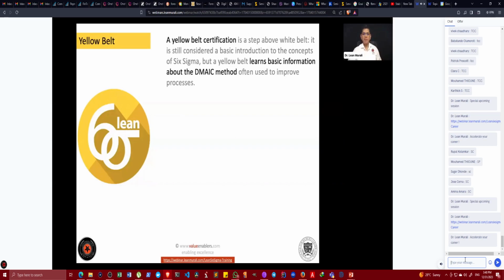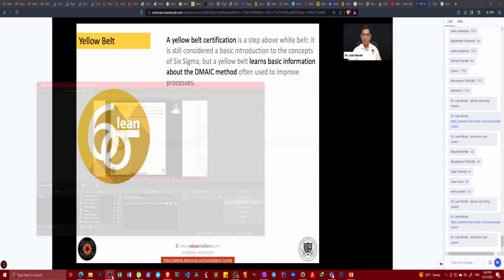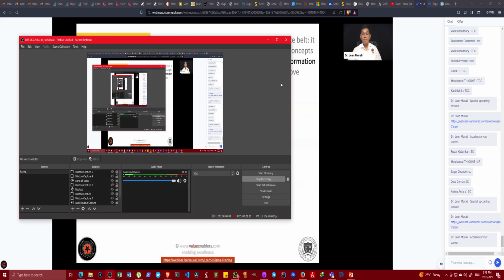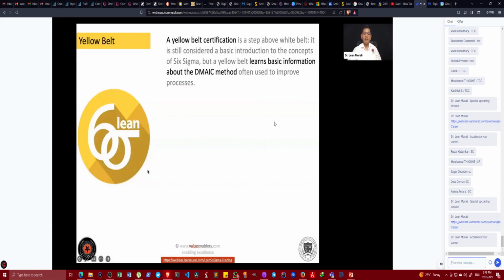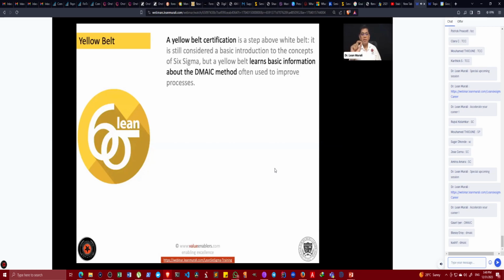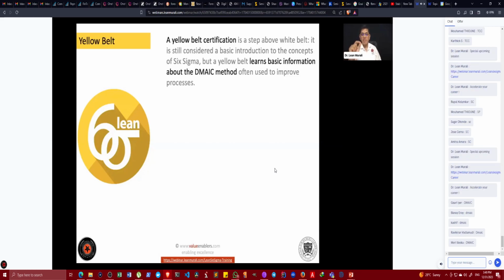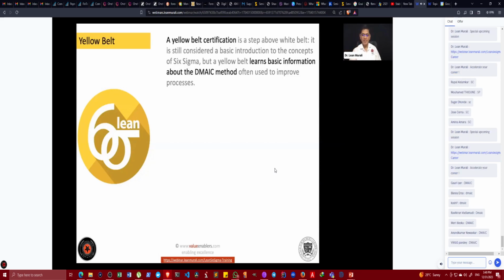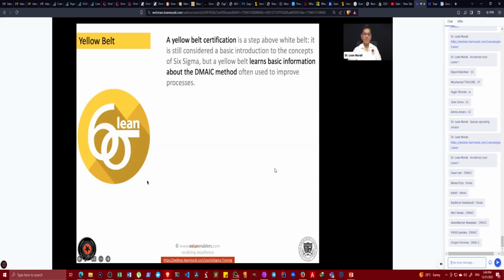It is still considered a basic introduction to the concept of Six Sigma. Yellow belt is also not very advanced. But then the DMAIC methodology is something that they will get familiar with in the yellow belt. All of you type DMAIC in the chat box, and those of you who are new to this methodology, write in your notes: D as in define, M as in measure, A as in analyze, I as in improve, and C as in control. Define, measure, analyze, improve, and control. DMAIC methodology.